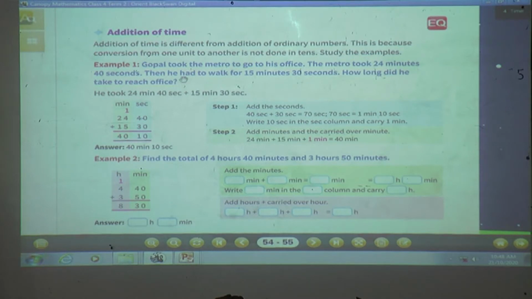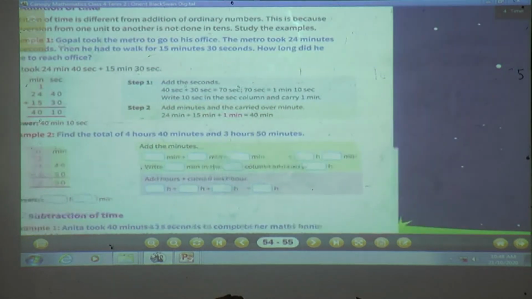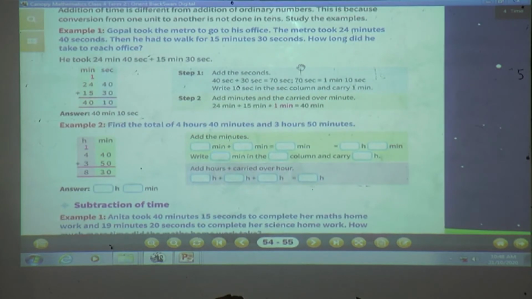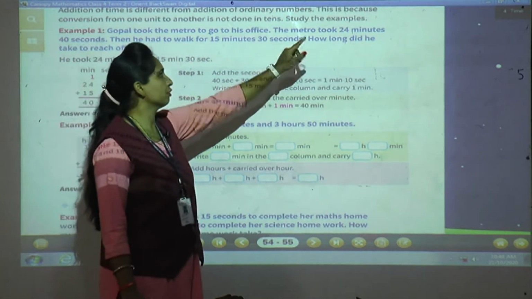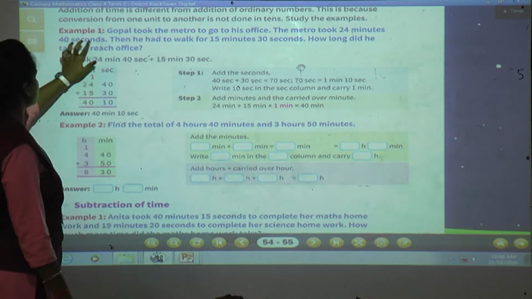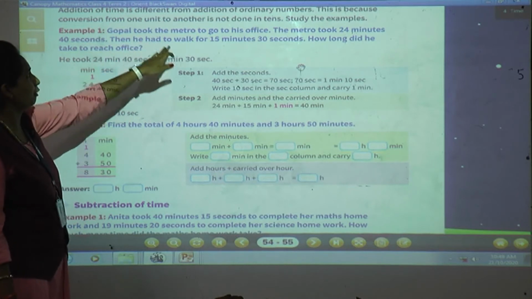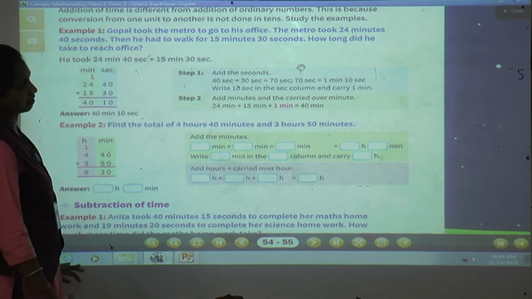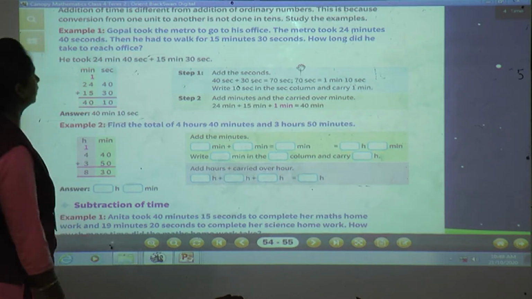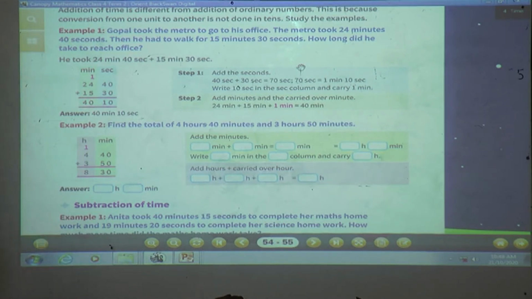Now what is the first example? See here. Gopal took a metro to go to his office. The metro took 24 minutes 40 seconds. Then he had to walk for 15 minutes 30 seconds. How long did he take to reach office?